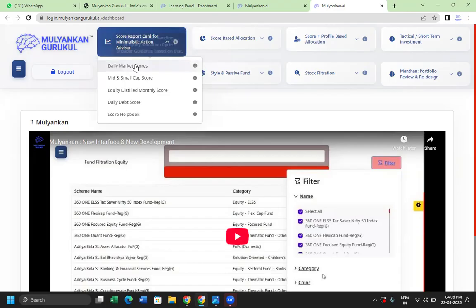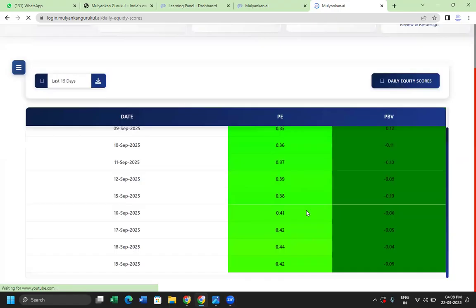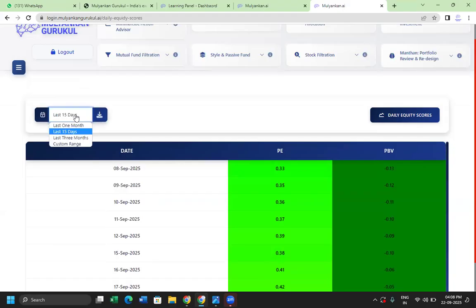With respect to the current daily market score, as of 19th September, that means Friday ending, the score for P/E was 0.42 and the score for price to book value is minus 0.05. So one of the scores is around 0 and one is 0.42. That doesn't mean that the market will rise from here. That means even if the market falls, the downside is very limited. I have clearly covered this a month before.